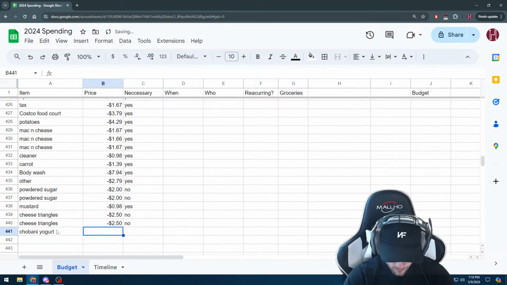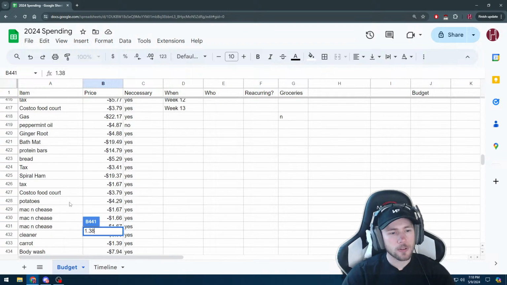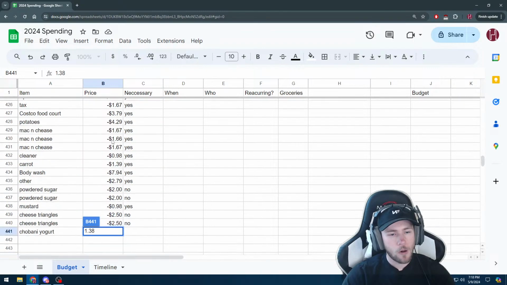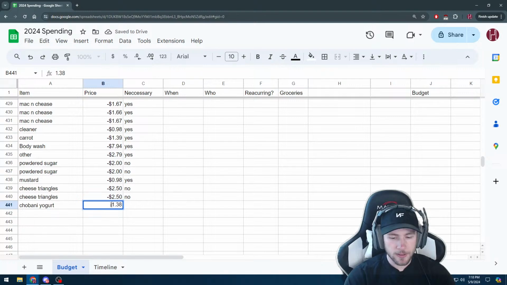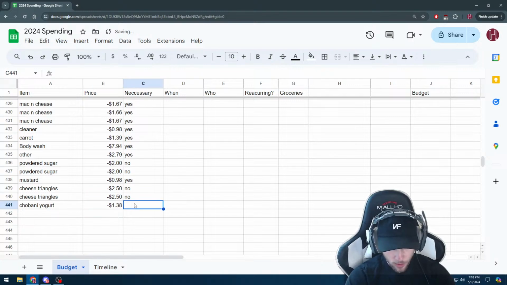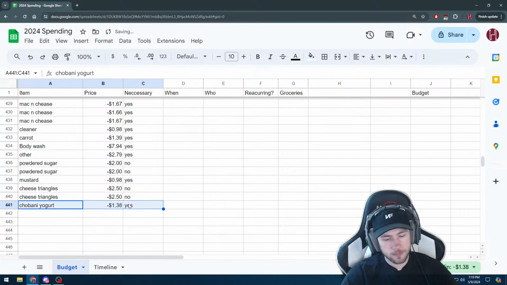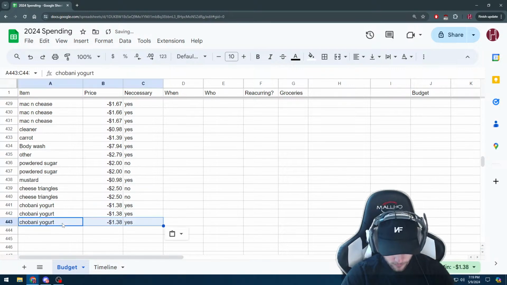Chobani yogurt, 138. How much were the ones up here? Were these different or did the price go up? See, this is why we keep track. 1, 2, 3, 4.